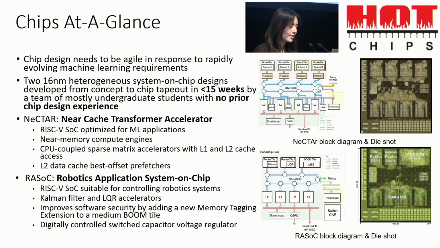Our second chip is Rasok, a robotics application system on chip. Rasok accelerates robotics applications with Kalman filter and LQR accelerators. Additionally, Rasok implements a memory tagging extension on an out-of-order core and a switched capacitor voltage regulator. We demonstrate Rasok with an inverted pendulum balancing application.